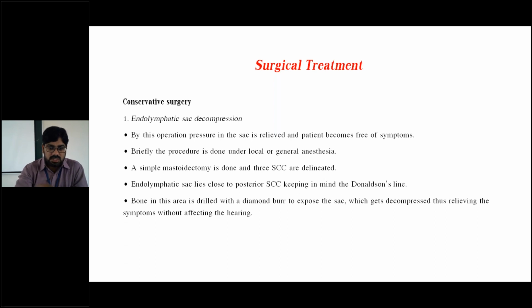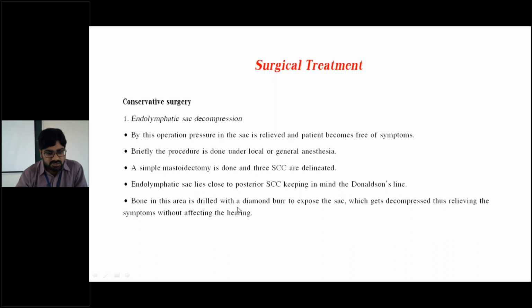This line is parallel to the endolymphatic duct actually. So when you delineate the three semicircular canals, you draw a T-shaped line: the horizontal line will be across the semicircular canals, and a perpendicular line you will draw towards the cochlea, towards the inner ear. Then that will show you the direction of your endolymphatic sac.